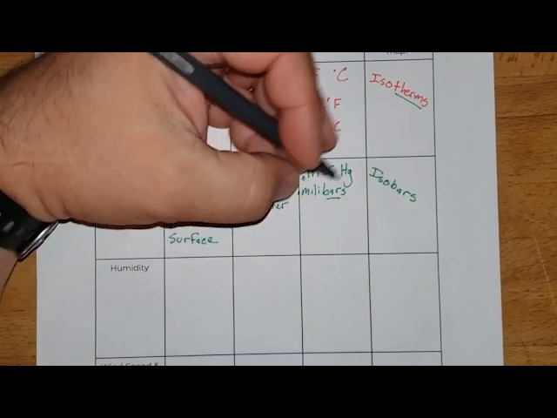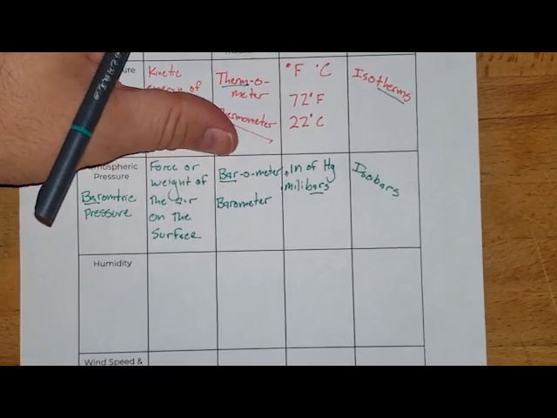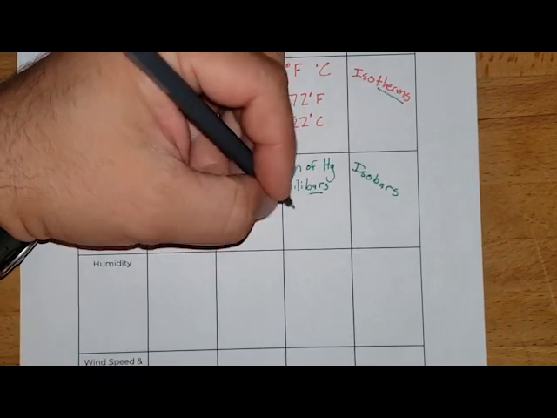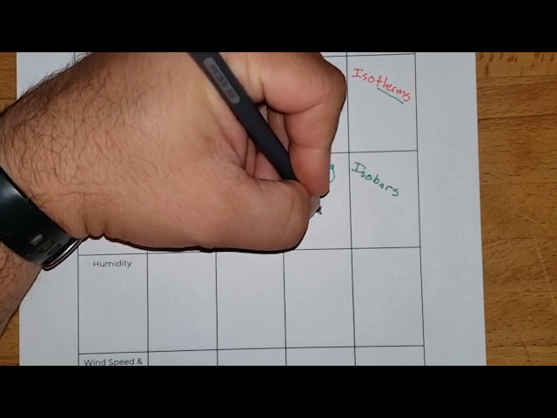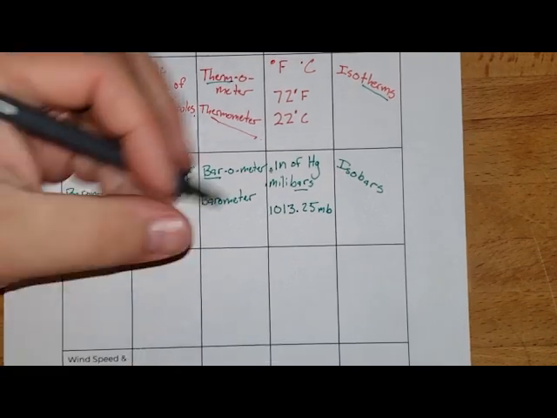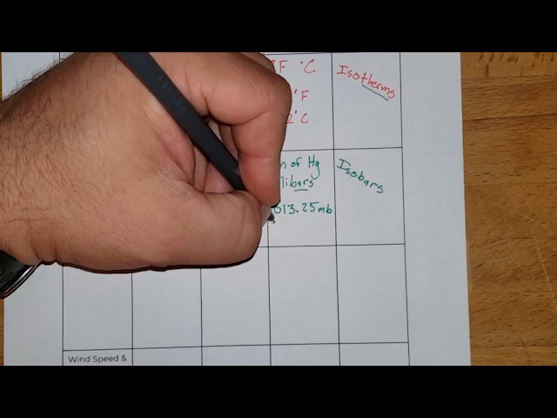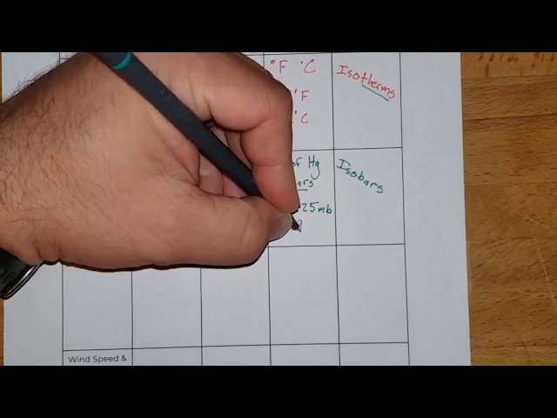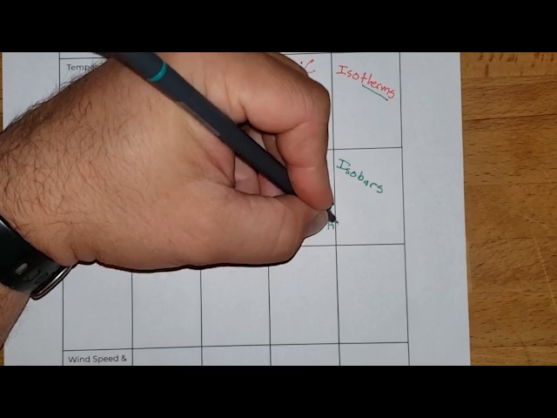Now, the average air pressure at sea level is going to change based on elevation, but the average air pressure at sea level is going to be 1,013.25 millibars. And if we were to convert that into inches of mercury, that's going to be 29.92 inches of Hg.